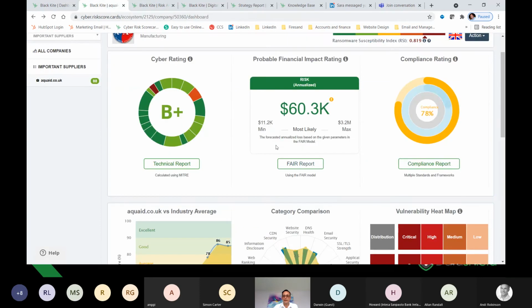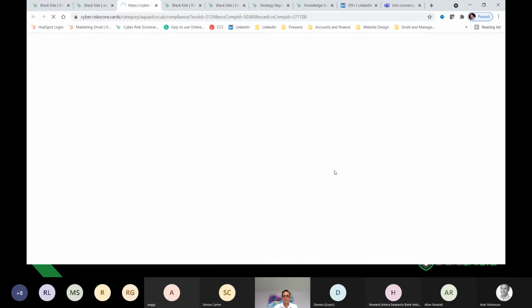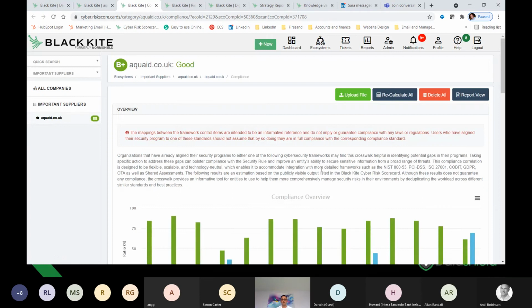So let's just quickly go back and have a quick look at the compliance. So we'll look at the compliance of an organization. Now, we're looking at this from an external point of view. So we're looking for things on their website around privacy policies to update the GDPR. We're looking at whether they've got correct patch management, which has impact on NIST and also on PCI DSS, etc. And we're looking at 14 different frameworks.